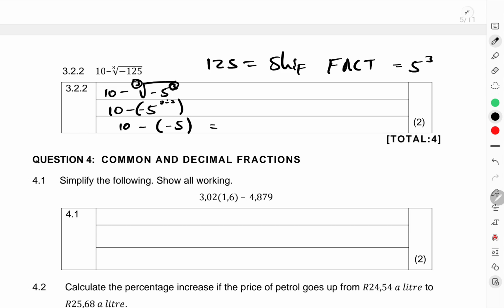Now, what is 10 minus negative 5? This is the same as 10 plus 5, because negative, it forms a positive. Therefore, it's 10 plus 5. The answer becomes 15 without using a calculator.